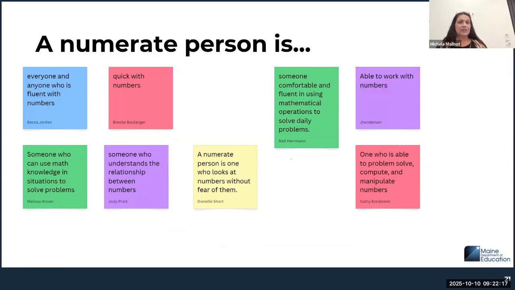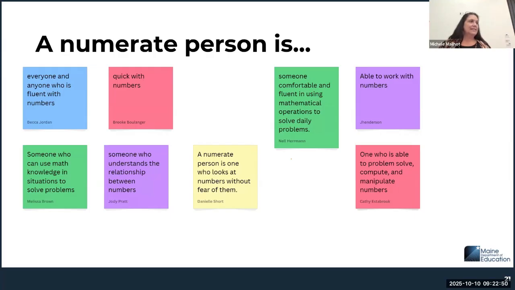And our final question was, a numerate person is everyone and anyone who is fluent with numbers, quick with numbers. Someone comfortable and fluent in using mathematical operations to solve daily problems. A numerate person is one who looks at numbers without fear of them.